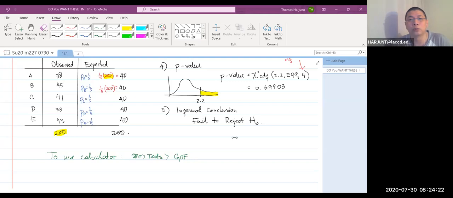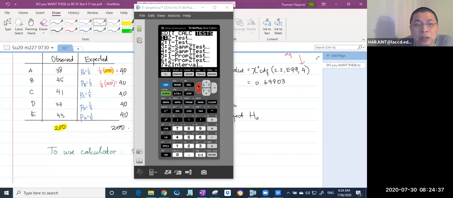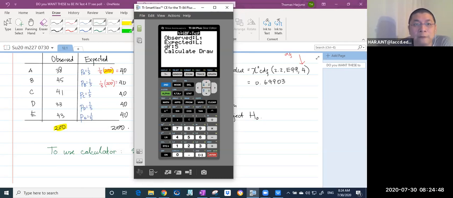Okay, you will go to stats, stat, test, and then the chi-square GOF test. Okay, it asks for observed, expected, and degrees of freedom.